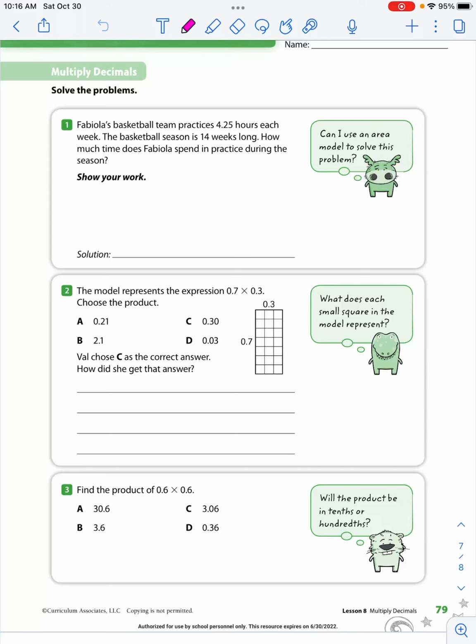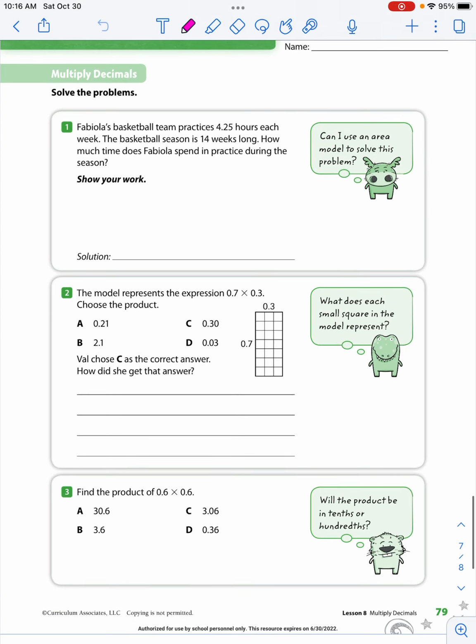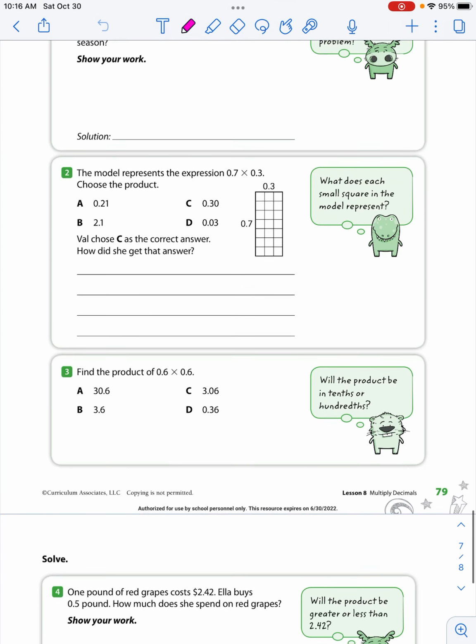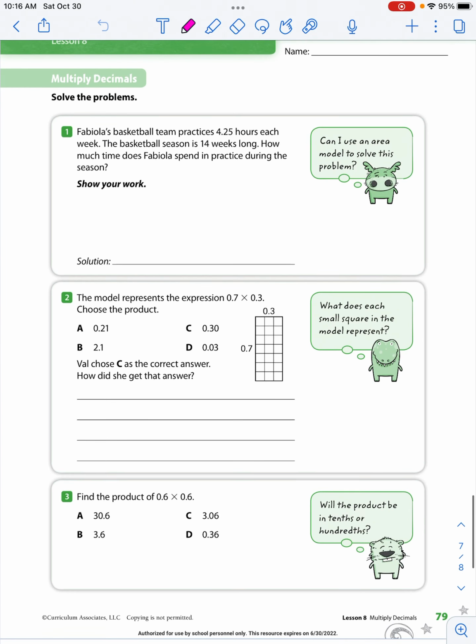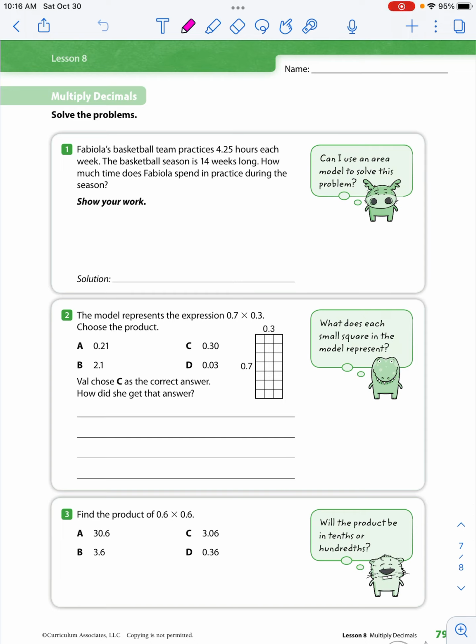Okay, welcome back. This time it's going to be your turn. I'm going to help you understand a few of these problems quickly, and then you're going to be able to work on your own. Remember these 2 pages in your practice book, lesson 8, page 79 and page 80. These are part of your assignment to complete and have completed for tomorrow.